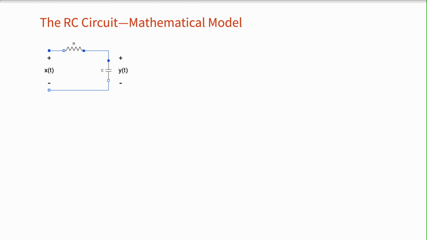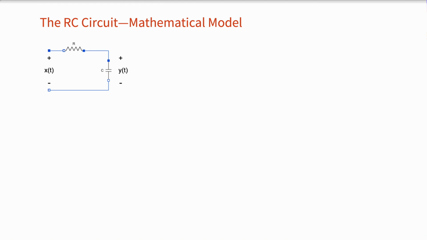An RC circuit is an example of an LTI system with the input signal X of t, the voltage given by the voltage source in the circuit, and the output signal Y of t, that is here the voltage across the capacitor. Here we are interested in the voltage across the capacitor, and so we call that the output of the system.